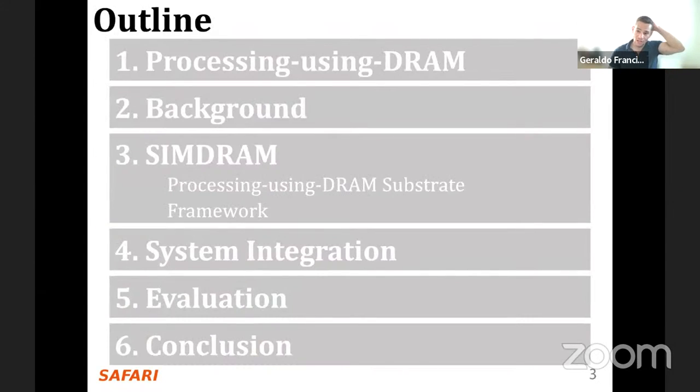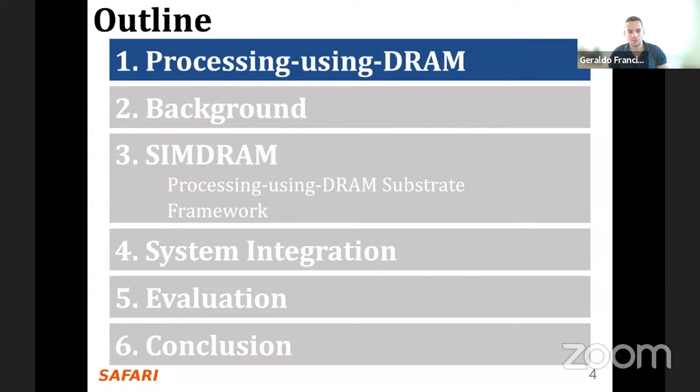So here's the outline for this talk. First, I'm going to give a brief overview of processing using DRAM. Then I'm going to give the background required to understand what we are doing, the basic operations that we are going to build on top of. Then I'm going to explain the SIMDRAM framework. I'll talk briefly about the system integration proposed in the paper, provide some evaluation results, and then conclude. So first, let's start with processing using DRAM.